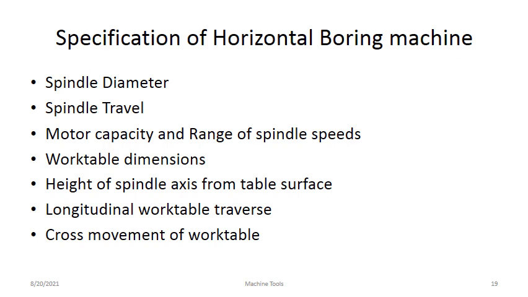So these are the points to be verified: spindle diameter, spindle travel, motor capacity and range of the spindle speed, work table dimensions, height of the spindle axis from the table surface, and longitudinal, transverse and cross movement of the work table. So these are the important things in the boring machines. Clear this point.